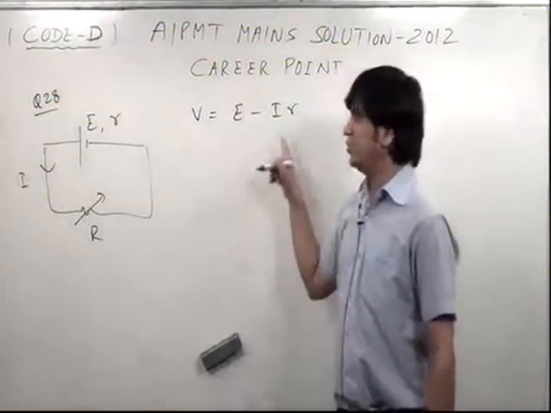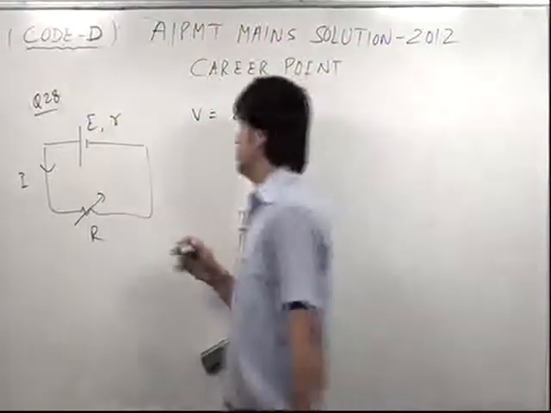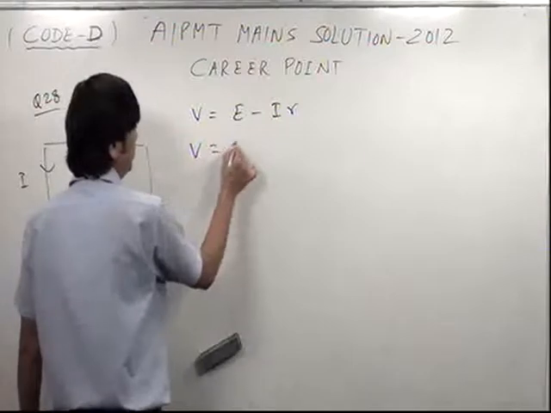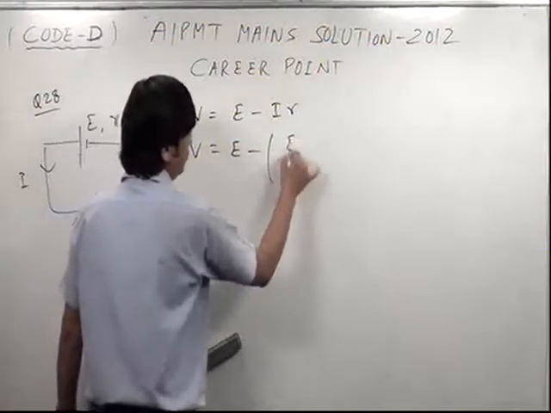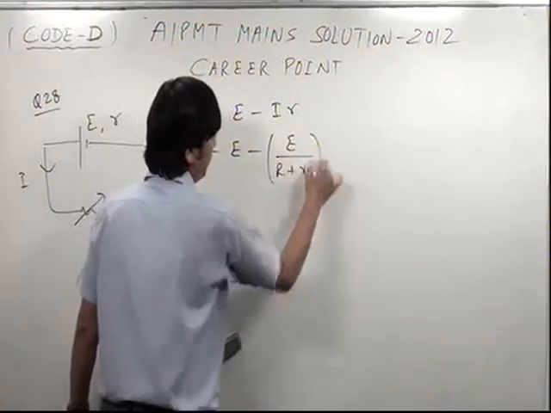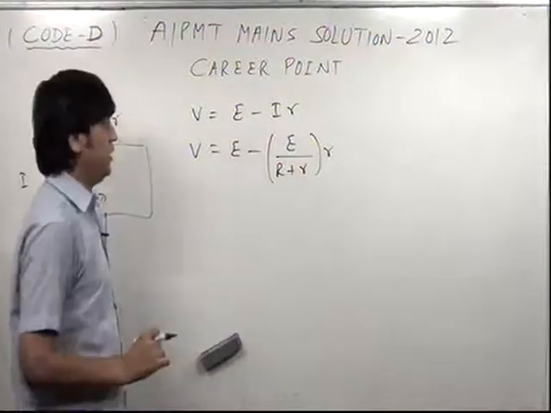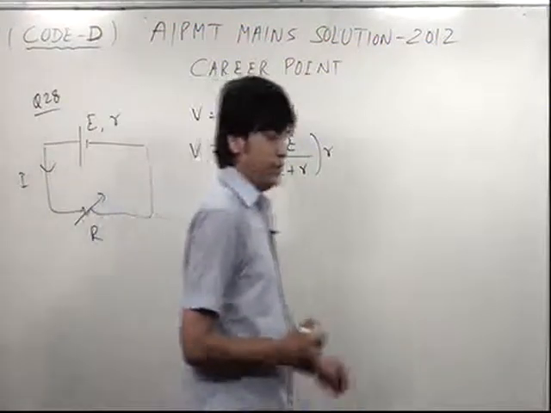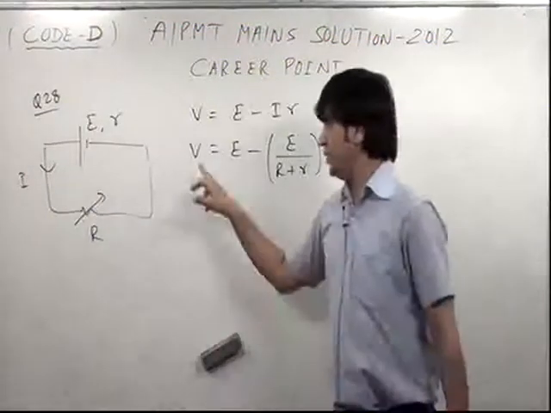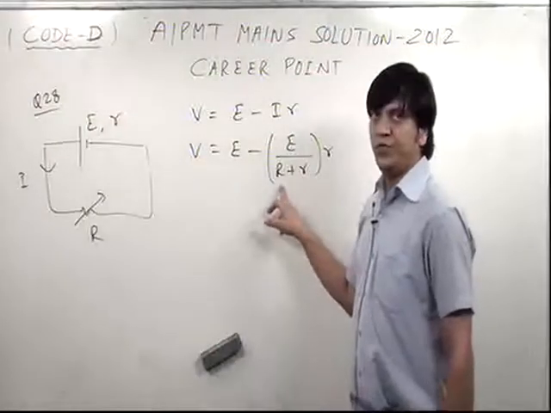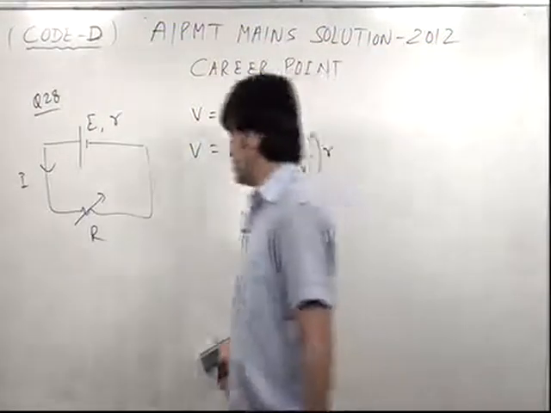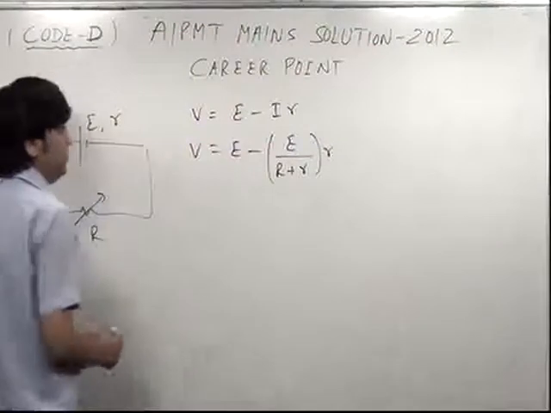So first of all, there should be capital R in my equation. So I should write this equation as E minus E upon R plus r into R. We can put this equation like this. Now with this equation, we have to make the curve between capital V and capital R. For this, first of all we should understand this relation. How can we understand this relation?